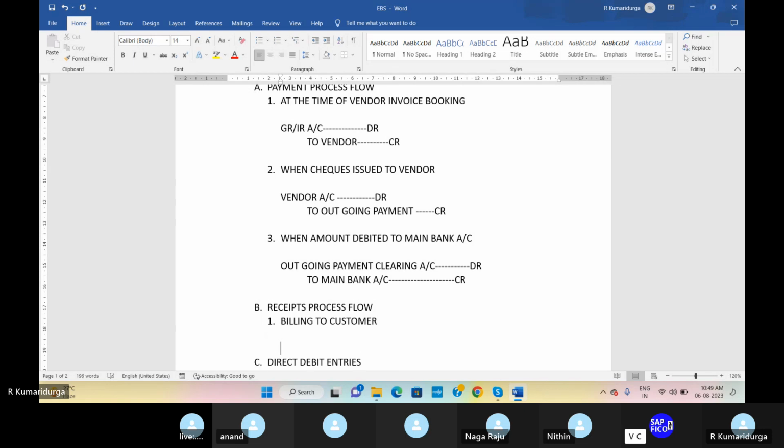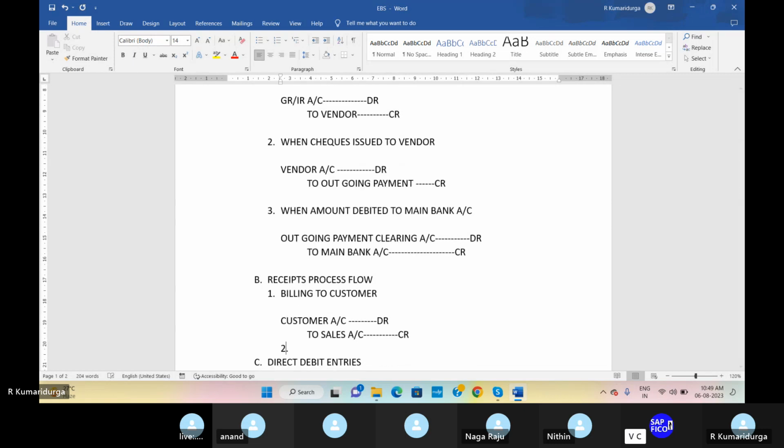Directly you will get the payment from the customer, and it will reach your bank account, and the bank will transfer that amount to your bank accounts, right? So billing to customer accounting entry is customer account debtor to the sales account creditor. Okay, good. The next one.